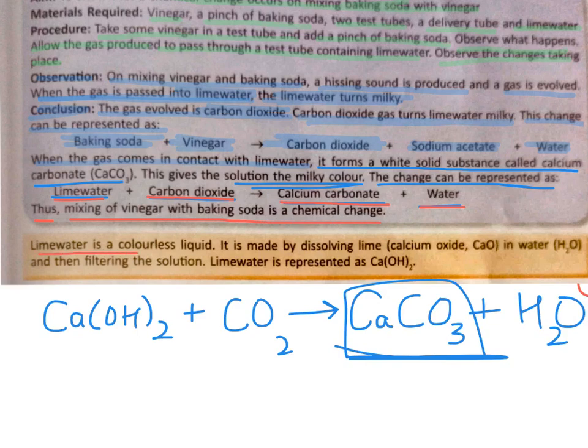Lime water is a colorless liquid. I hope you all saw that. It is made by dissolving lime, that is calcium oxide CaO, in water, that is H2O, and then filtering the solution. Lime water is represented as calcium hydroxide, Ca(OH)2.